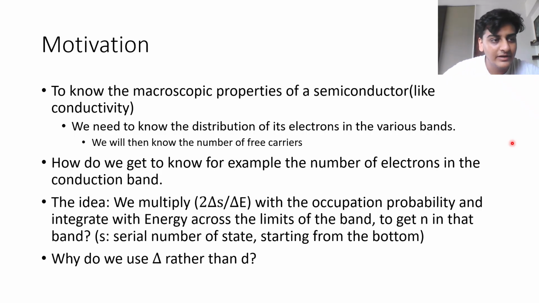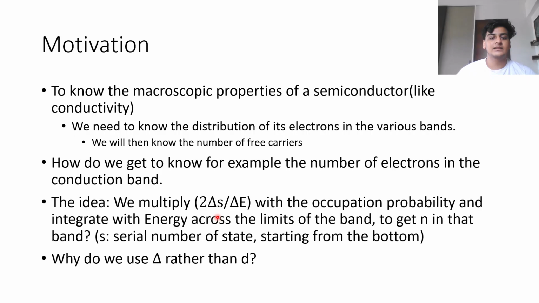bands. And the way we do this, I'll get into what all these symbols mean, but we multiply this quantity 2 ΔS/ΔE with the occupation probability and integrate that with energy across the limits of the band to get the concentration in that band. Now, what do I mean by these various symbols? So what is ΔS?